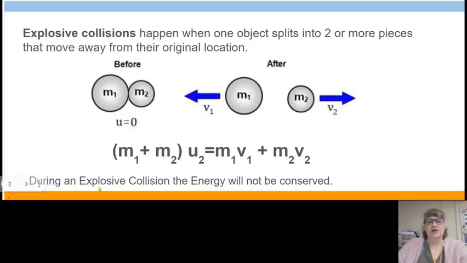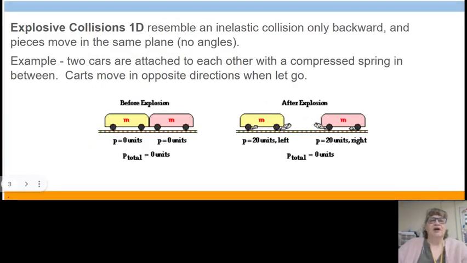Okay. During an explosive collision, the energy will not be conserved. Make sure you write that down. You probably don't understand what that means just yet. Okay. So, explosive collisions in one dimension resemble an inelastic collision only backwards, and pieces move in the same plane. That means that there's no angles. So for example, I have two carts that are attached to each other with a compression spring in between. So, you've got the two carts, and then the spring pushes, and the carts move in opposite directions when they let go.